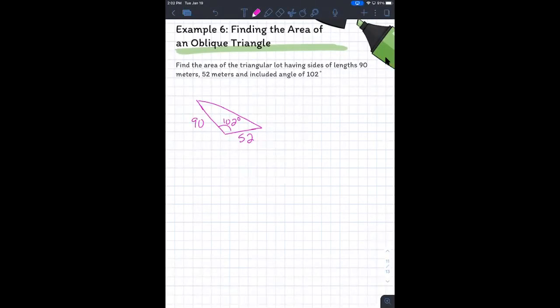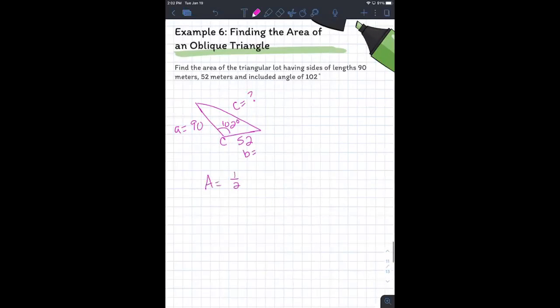So you can label the sides A, B, and C if you want to. So we could just say that this is A, B, and then we don't know what C is, right? But that would make this angle C. Are we cool there? So which one of the formulas would we use? The first one, the second one, or the third one? What do you think? Which angle do we have? Is it A, C, or B? C.